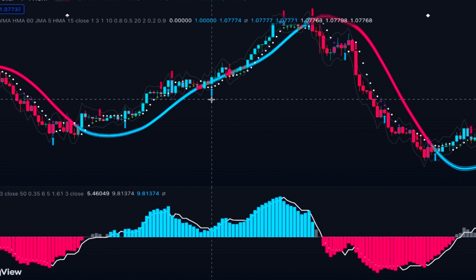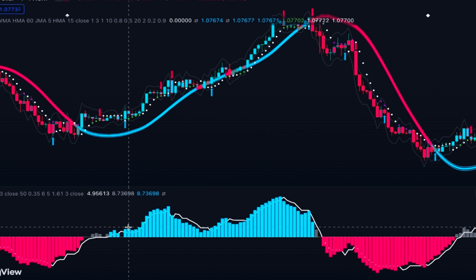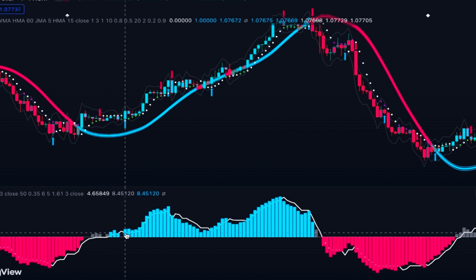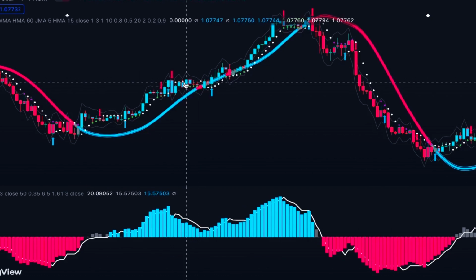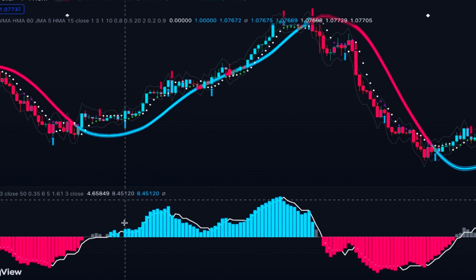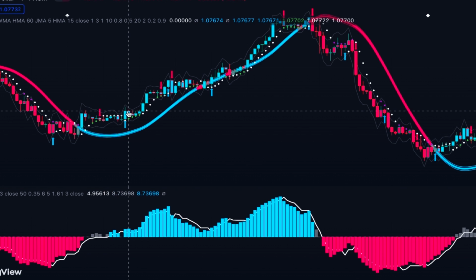And then we only pick the buy signals where in QQE, the histogram is blue and above the white line. When the bar is above the white line, it shows that we have strong upside momentum. But when the bars go below the white line, it shows that the upside momentum is weakening. So this buy signal here is confirmed and we could enter a long position at this point.